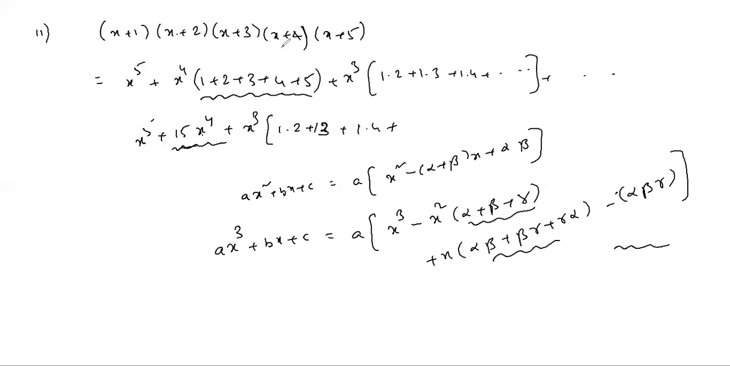Suppose if you want to find the coefficient of x cube, you have to write the combinations: 1 into 2, 1 into 3, 1 into 4, 1 into 5, 2 into 3, 2 into 4, 2 into 5, 3 into 4, 3 into 5, 4 into 5. All these sums you have to take. Okay, leave it. Next. Understand this problem? Yes, sir. Next problem.